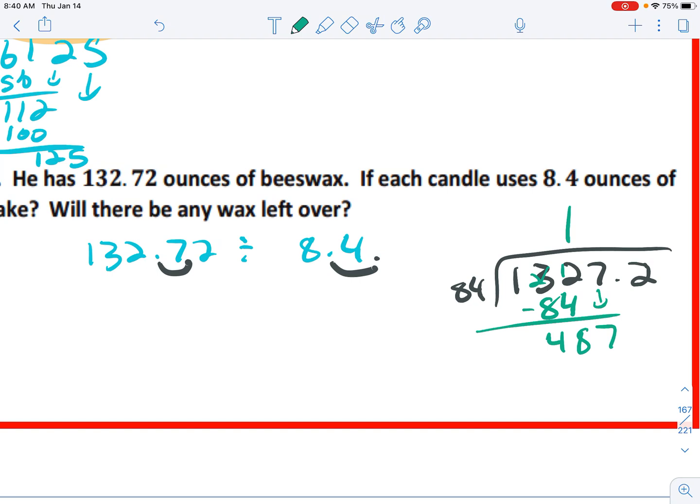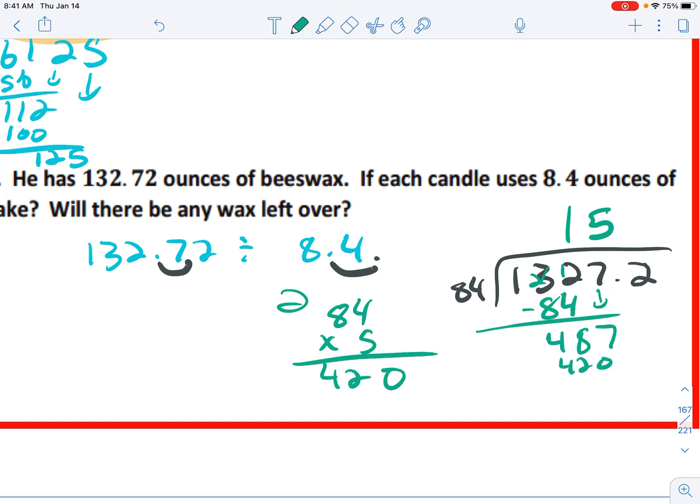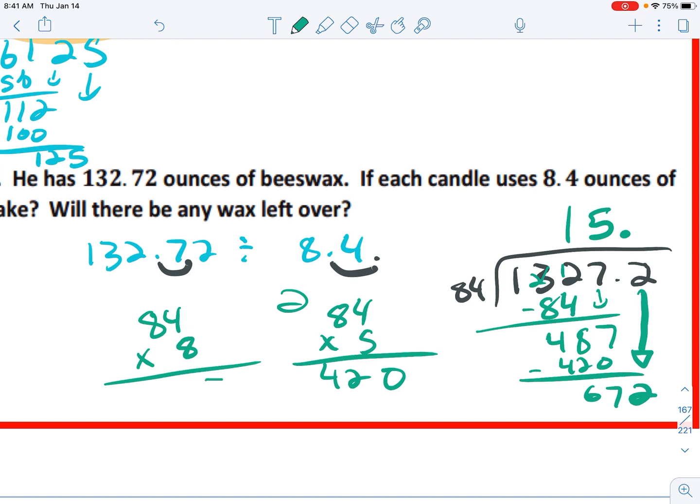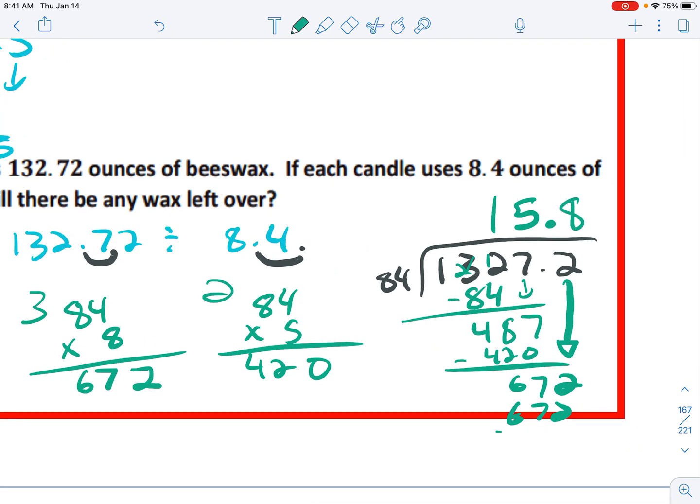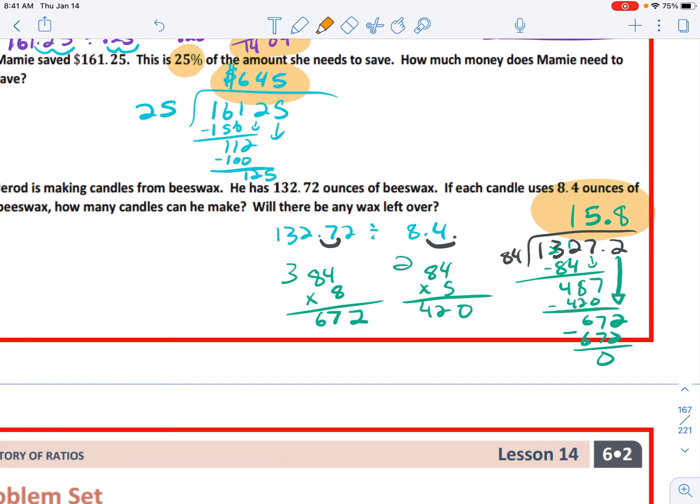84 is going to go into 487. Let's think about it. 80 times 5 is 400. So let's try 84 times 5. This is 20, 40, 42. Okay, so it is 5 times. Comes out to 420. Let's subtract this, and we get 67. Let's bring our decimal straight up and drop the 2. Okay, 84 is going to go into 672. Let's try 8 times. 4 times 8 is 32. And 8 times 8 is 64, plus 3 is 67. So we go into this evenly 8 times with no remainder. So my answer comes out to 15 and 8/10.